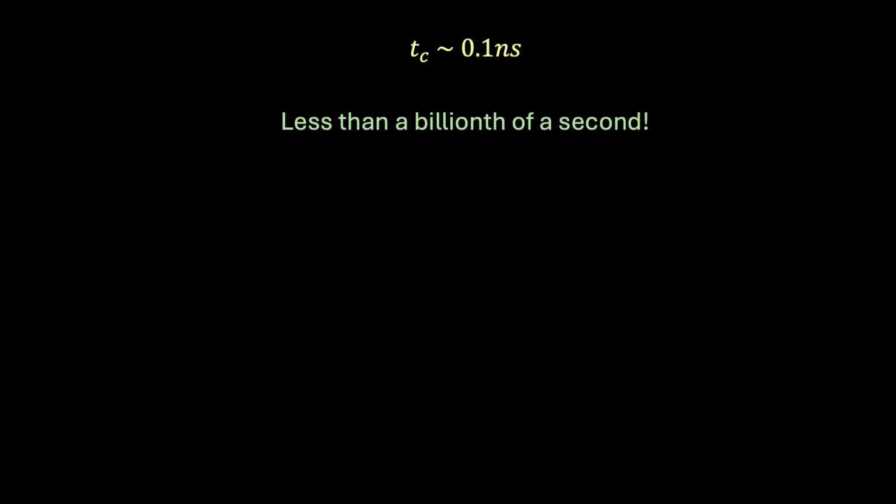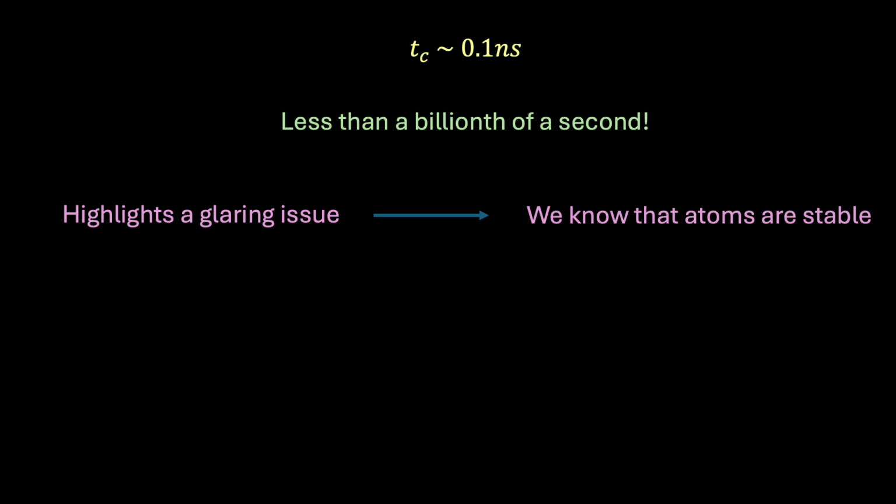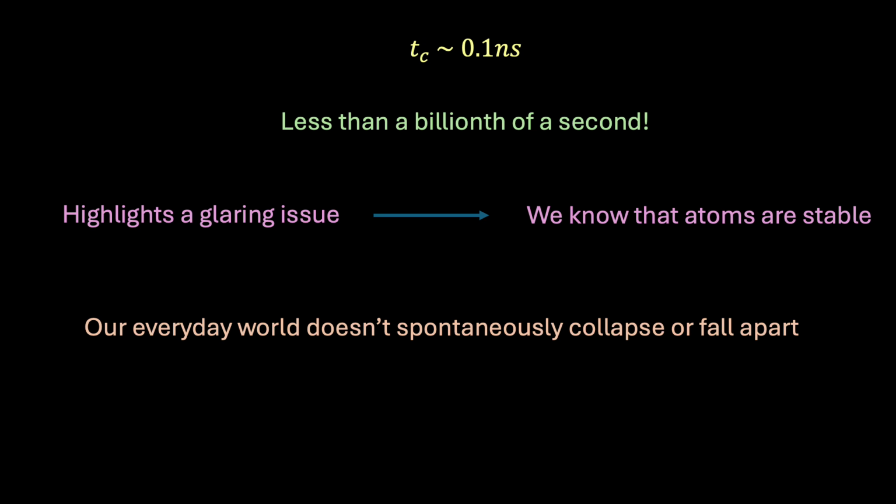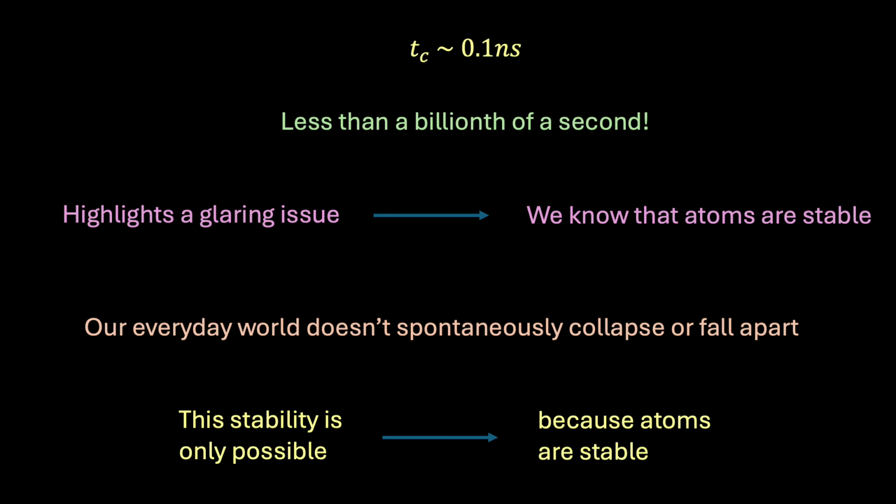Let's just pause and take a moment to appreciate this remarkable result. We have seen that using the classical laws of physics, an orbiting electron would spiral into the nucleus in an astonishingly short time, just 0.1 nanoseconds. That's an astonishing prediction, but it also highlights a glaring issue, because we know that atoms are stable. Think about it, our everyday world doesn't spontaneously collapse or fall apart. Objects retain their structure, the chair you're sitting on, the water in your glass, the air you're breathing. This stability is only possible because atoms, the fundamental building blocks of matter, are themselves stable.